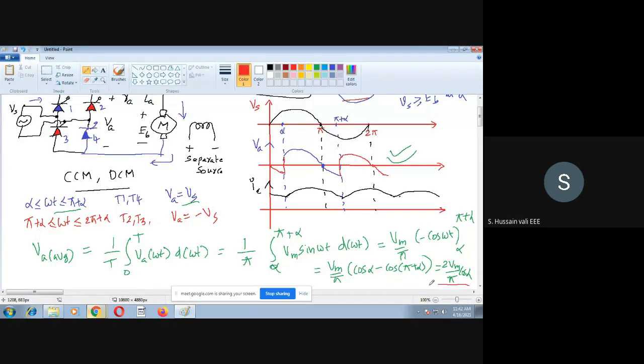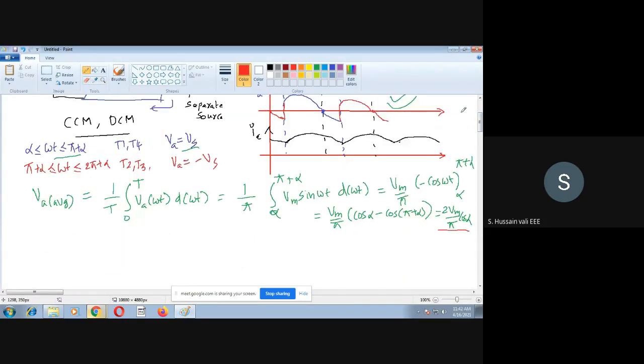And then we'll do one thing. We have this equation. Which equation? The supply voltage Va, the motor equation. We are writing the motor equation: Va equals Eb plus Ia Ra. Then we simplify this further. Va we got here as 2 Vm by pi into cos alpha, and that is equal to Eb plus Ia Ra.